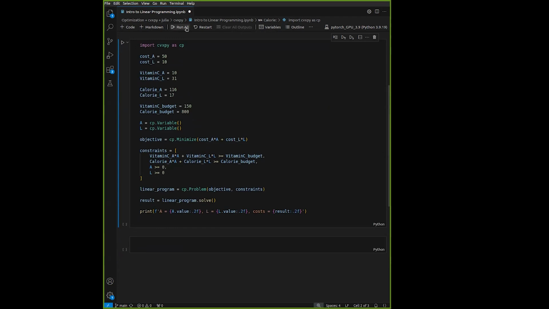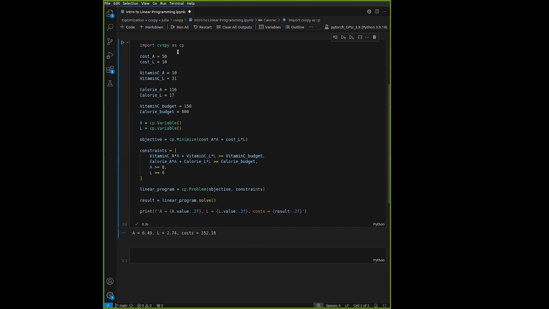So we can clear all, run all, and it immediately completes. We'll look at this code in a moment, but see what we have got. If we eat almost 6.5 apples and 2.75 lemons, then our cost will be 352 rupees. So what it's saying is that for about 350 rupees, I can get whatever calories I want to consume, and that would be the minimum cost for that vitamin and calorie budget. That's the idea. So let's use cvxpy and get our solution.